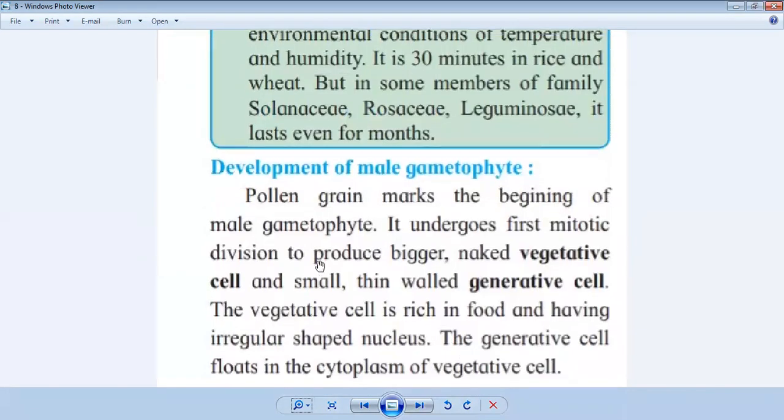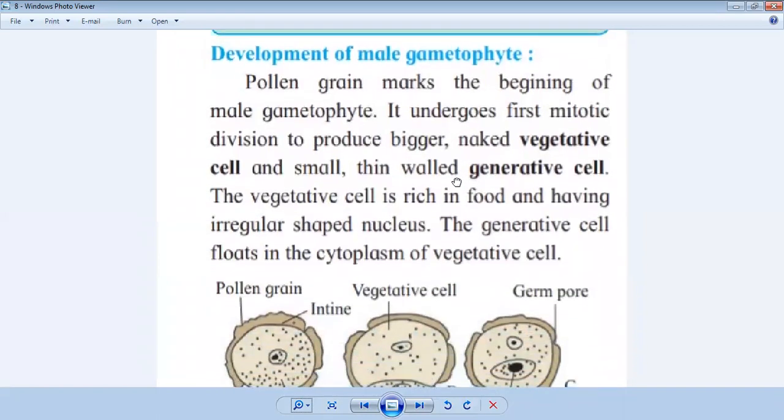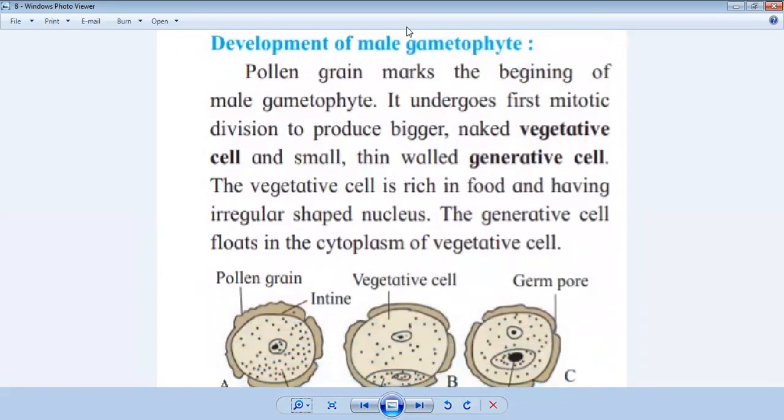Now let's just talk about the development of male gametophyte. Means under the heading microsporogenesis, we will discuss the development of male gametophyte. So this male gametophyte can be developed with the help of pollen grains. Pollen grains mark the beginning of male gametophyte. मतलब male gametophyte develop होने के पीछे सबसे पहली सेल जो आती है वो आती है pollen grain. It undergoes the first mitotic division to produce the bigger naked vegetative cell and small thin walled generative cell.